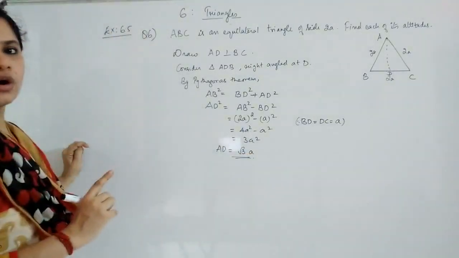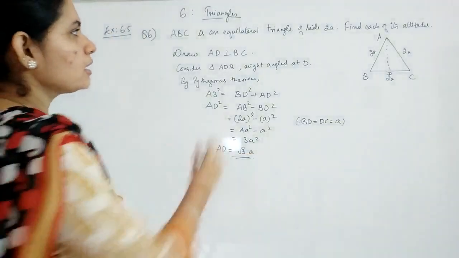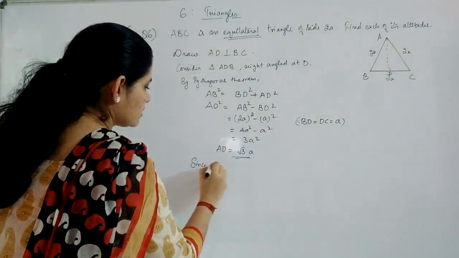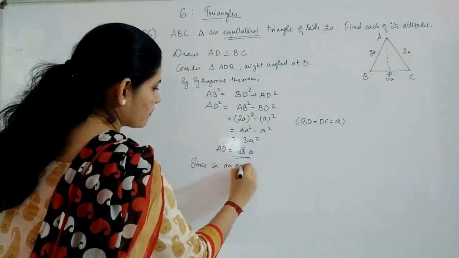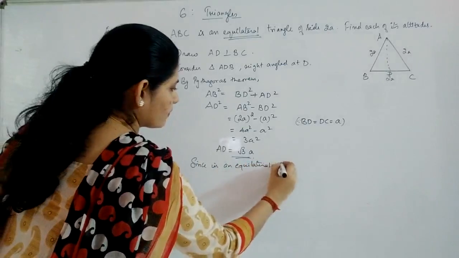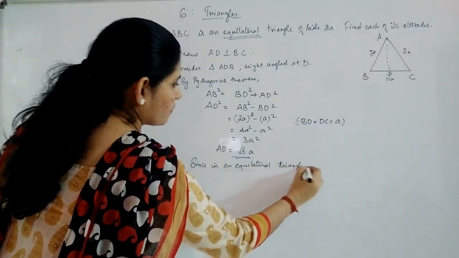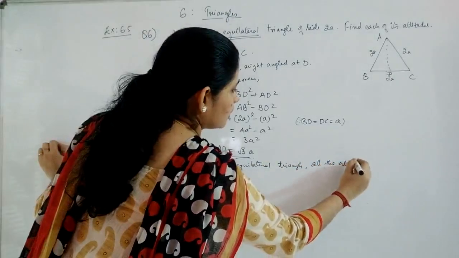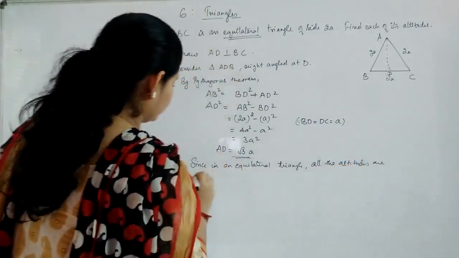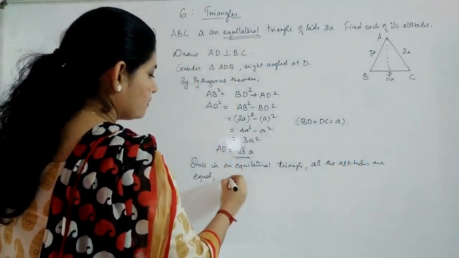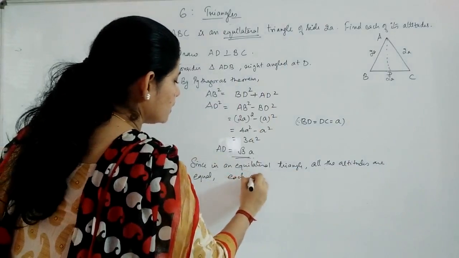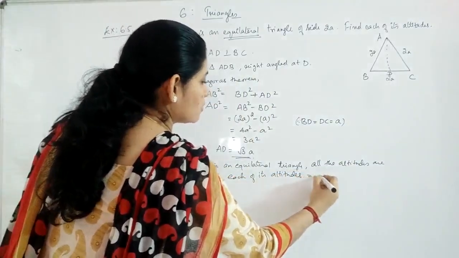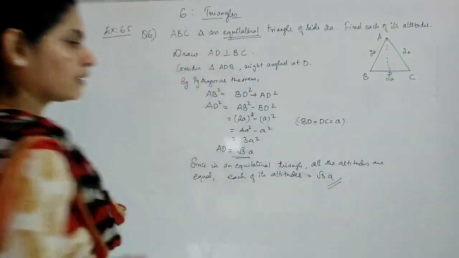Now we have got one of the altitudes of the triangle. Since in an equilateral triangle all the altitudes are equal, each of its altitudes will be of the same measure, equal to root 3A.